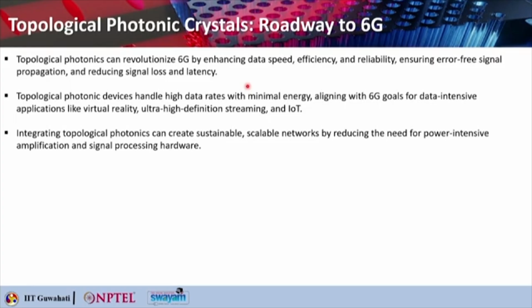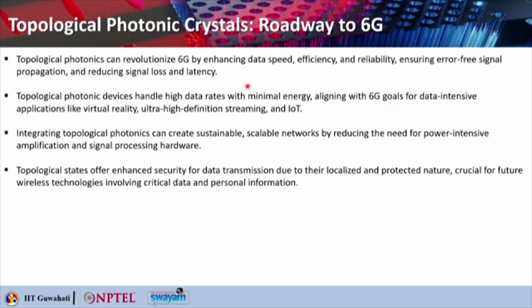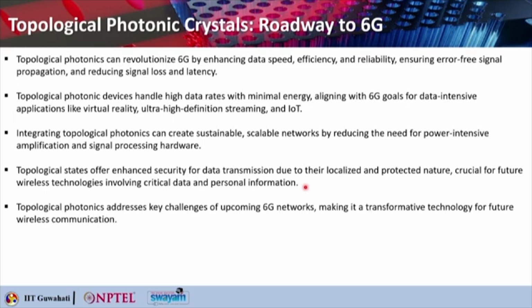So, integrating topological photonics can create sustainable, scalable networks by reducing the need for power-intensive amplification and signal processing hardware. Topological states offer enhanced security for data transmission because of their localized and protected nature, which is also critical for future wireless technologies that involve critical data and personal information, right? So, topological photonics addresses the key challenges of the upcoming 6G networks, and that is why it is going to be a transformative technology for future wireless communication.